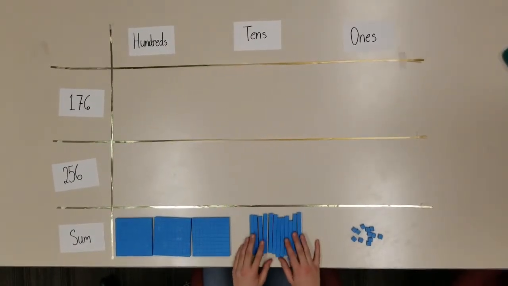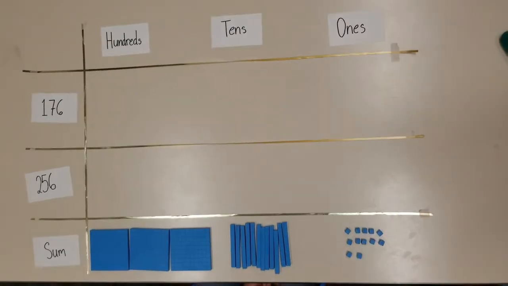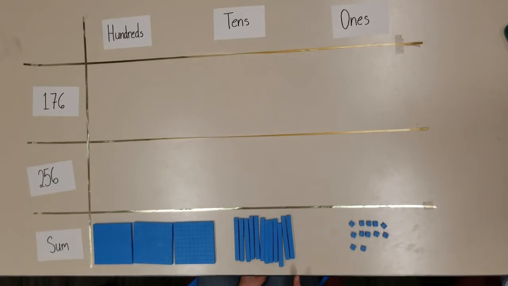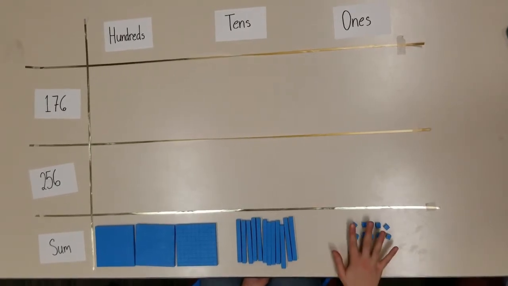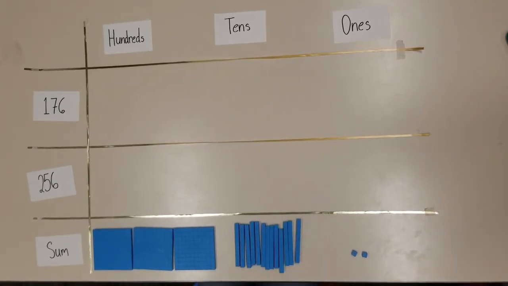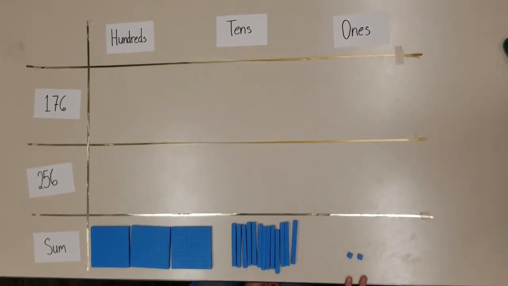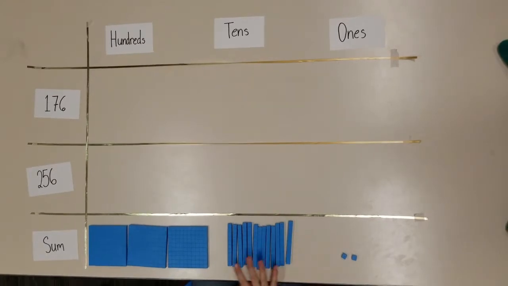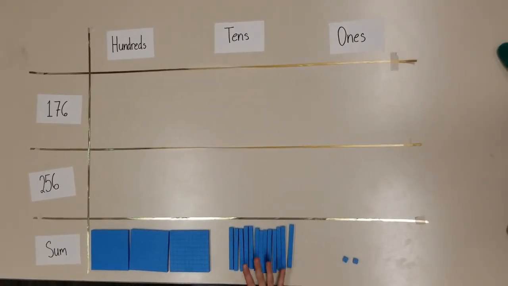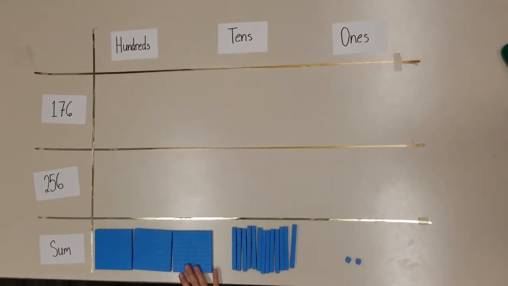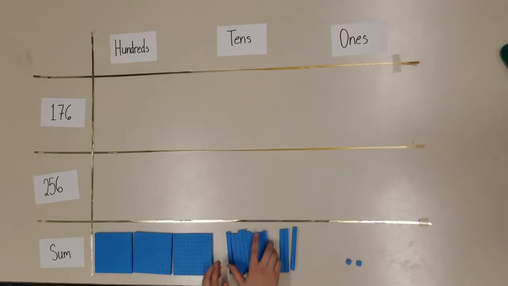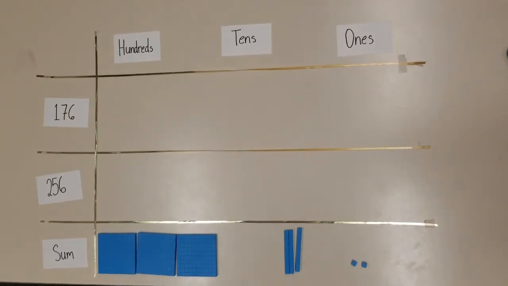We're not quite done yet though, because we have to make some trades. Here we have 12 units, but I know that there are 10 units in every rod. So I can trade 10 of these for 1 rod. Now I have 2 units, 13 rods, and 3 flats. But that's not quite right yet either, because I know that there are 10 rods in every flat. So I can take 10 of these rods and trade them for another flat.